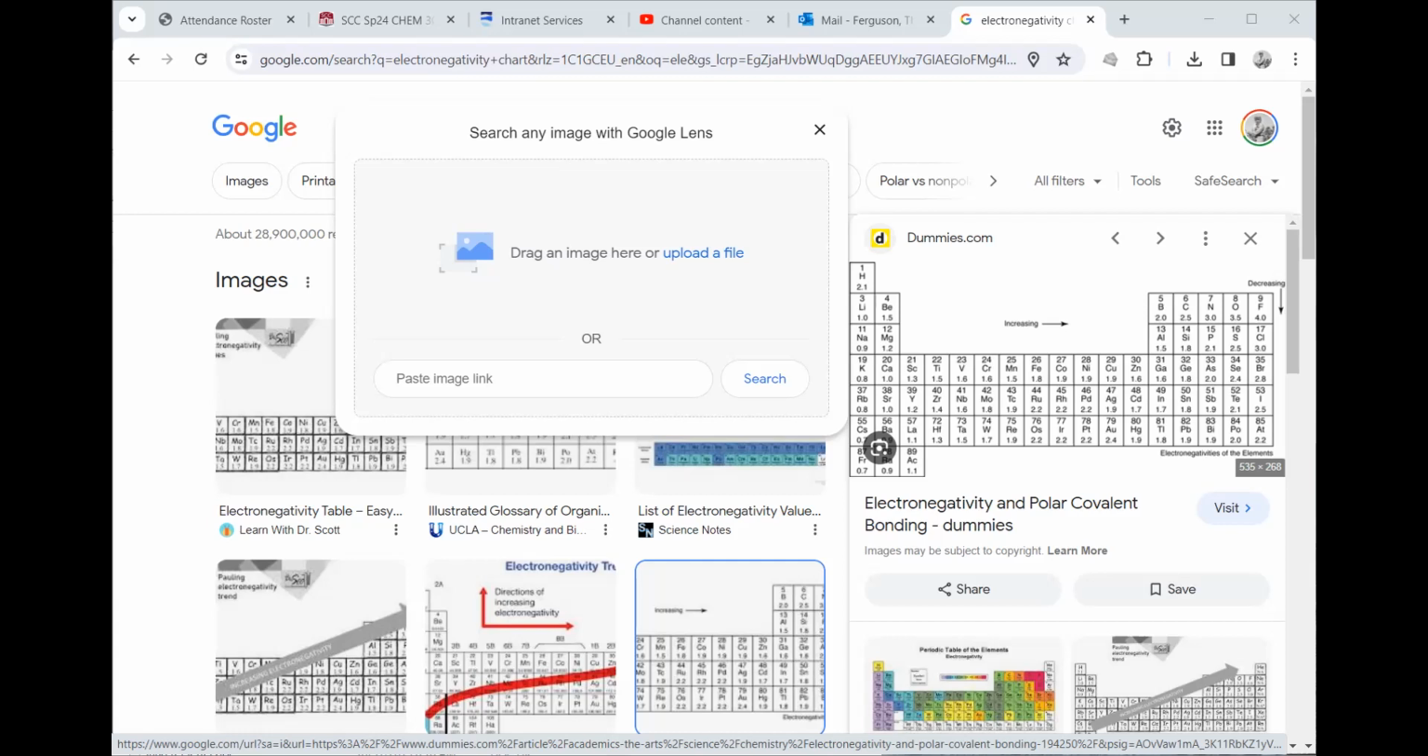Did you cover any of this in 305? A little bit. Did you talk about London dispersion forces? Okay, so you all know what they are.